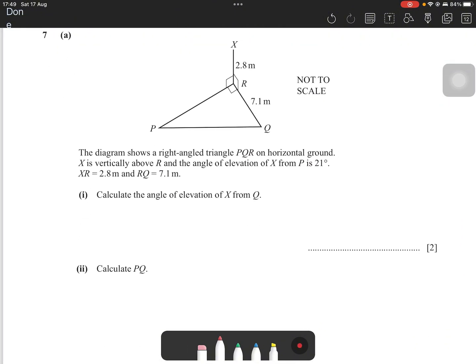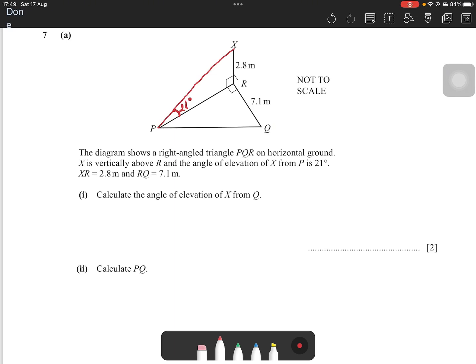Question 7. A. The diagram shows a right-angled triangle PQR on horizontal ground. X is vertically above R, and the angle of elevation of X from P is 21 degrees. The angle of elevation from P, which means this angle, this red angle, is 21 degrees.